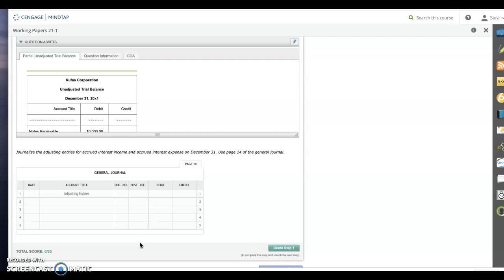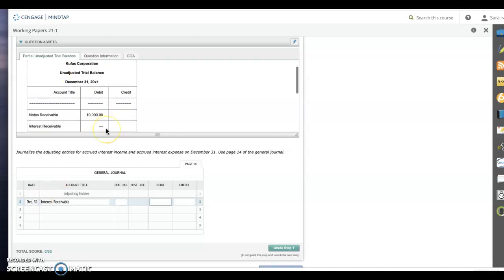And so to do that, our first line, so our date is December 31st. Our account will be interest receivable. Document number will be blank.